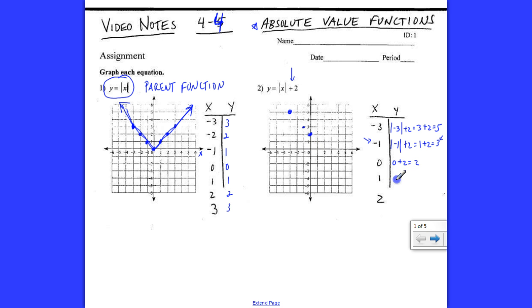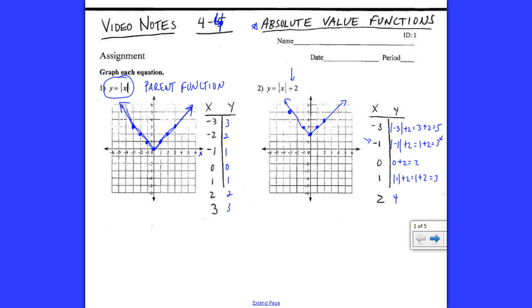And then let's see what happens with 1. If I put the absolute value of 1 plus 2, that's 1 plus 2, right? Absolute value of 1 is +1 plus 2 is 3. Now I have 1, 3. And then if I did the same thing for 2, I'll go ahead and tell you that that works out to be 4. 2, 4 is right there. And this is the graph here. Now, again, please use a straight edge for these lines. Now this is the absolute value of x plus 2.